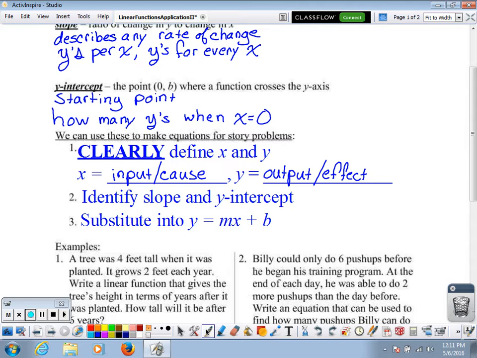Okay, so the first thing that needs to happen before anything else, we need to clearly define x and y. X and y tell us what everything else is going to be. X is the input, y is the output. Then we identify our slope and our y-intercept.